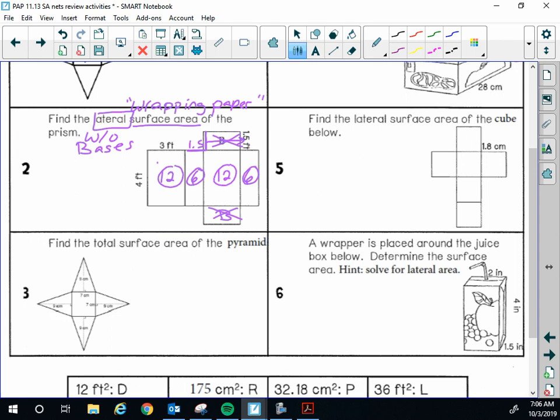So now that we found all of our areas, the last thing we have to do is add it all up. 12 plus 12 plus 6 plus 6, and we get a total of 36 square feet is the lateral surface area. If the question had asked us to get the total surface area, then we would have also included those 2 bases. Okay, so that's a rectangular prism.